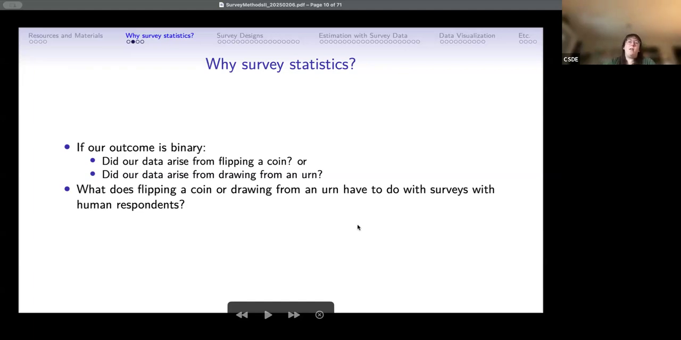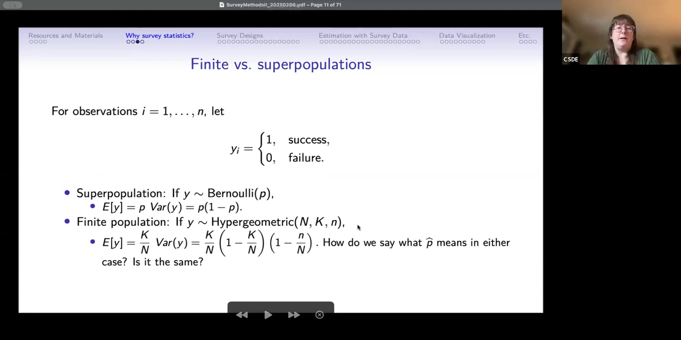So the smaller your sampling frame or the population that you're interested in learning about, or the larger proportion of your population that your sample makes up, the more important it is to think about an outcome as drawing from an urn, from this finite population perspective. And we're going to talk a bit more about that here.